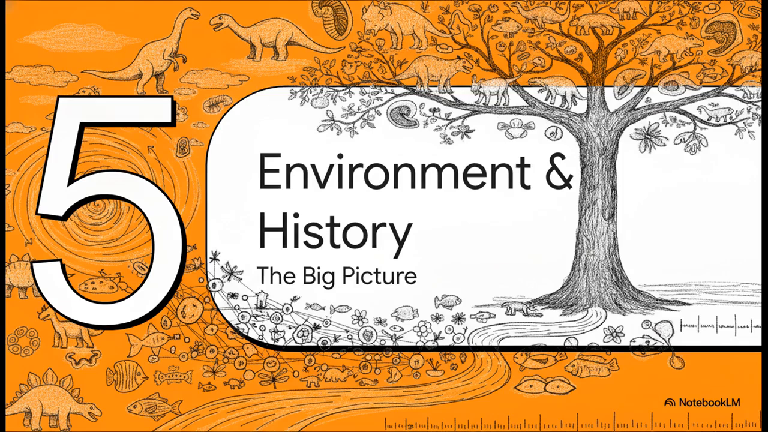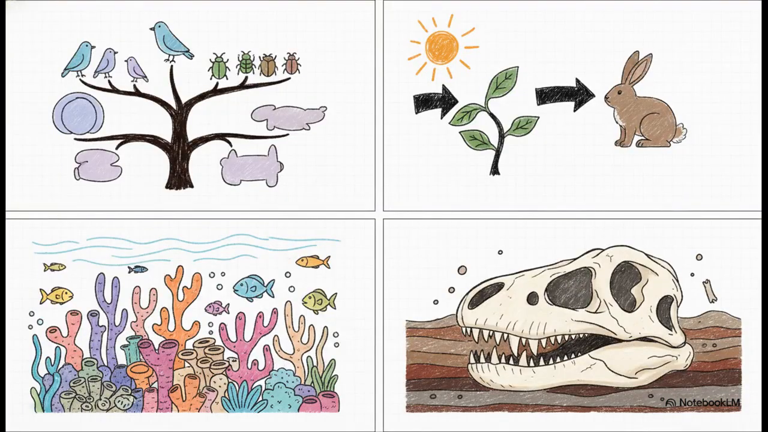Let's pan out for Section 5, environment, history, and taxonomy, the big picture. To actually make sense of the world, we use taxonomy to classify organisms into organized groups based on their similarities, which helps us identify brand new species. Ecology steps back a bit to study the complex relationships between these organisms and their environments, illustrating how food chains transfer energy. Marine biology focuses specifically on the incredible biodiversity of life in our oceans, like those vibrant coral reefs.